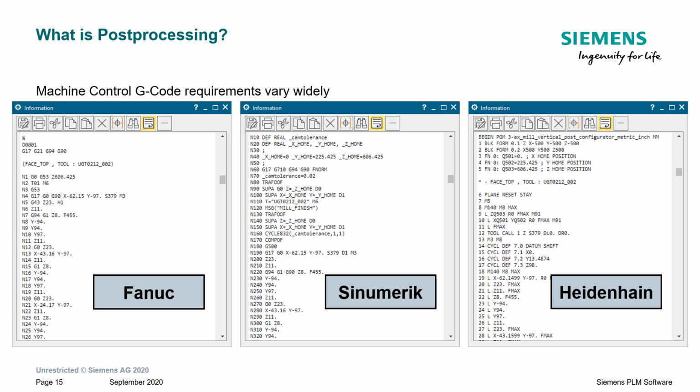This is post-processed G-code data for three different controllers. On the left is the FANUC control, pretty close to what I was reading to you before. In the middle we have a Sinumerik output for Siemens controls. And on the right we have Heidenhain control information. As you can see, these are very, very different.